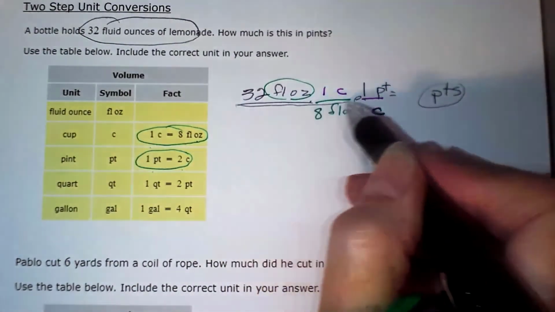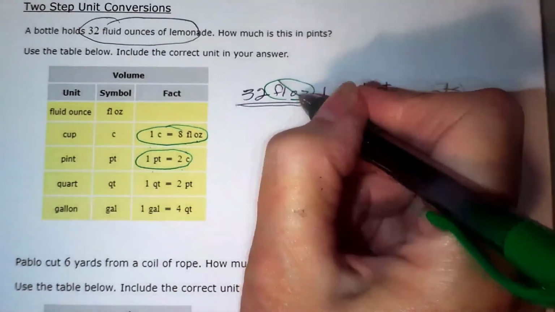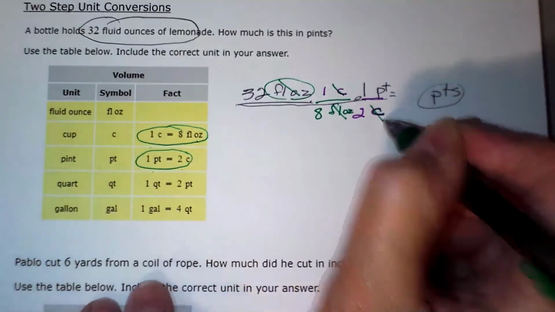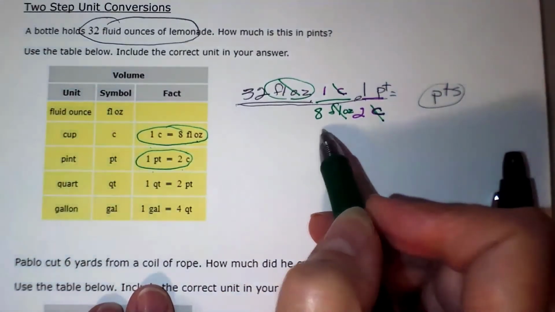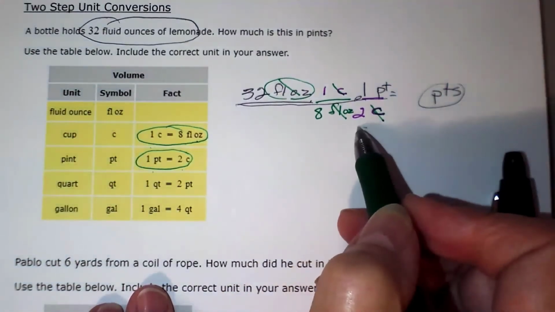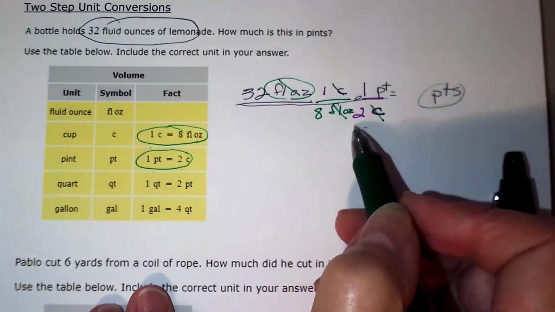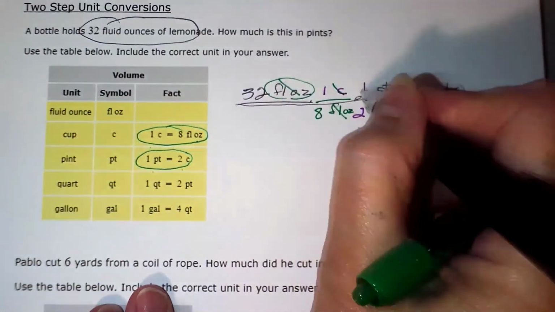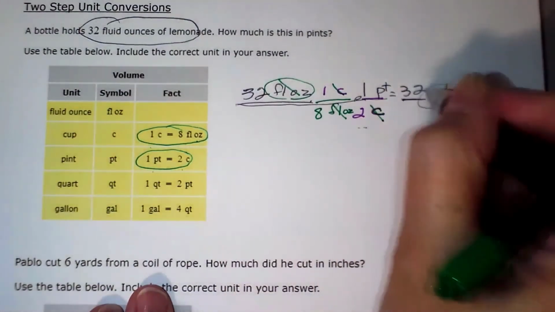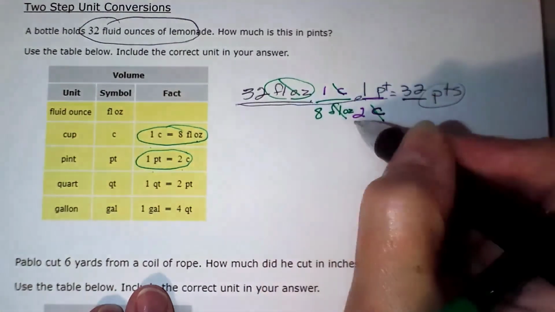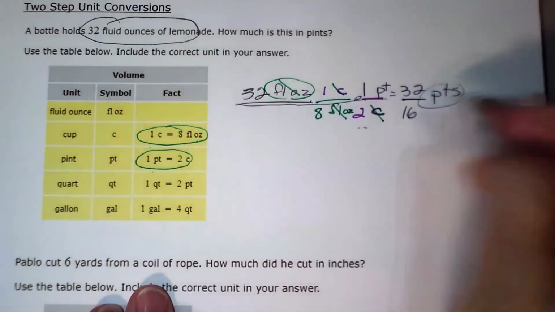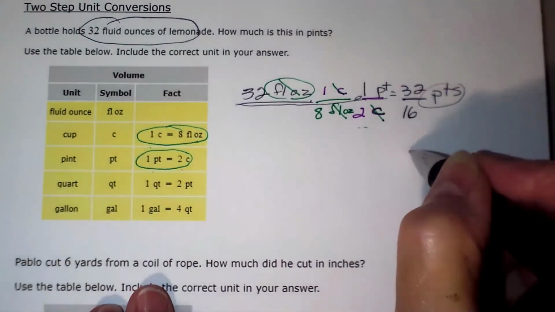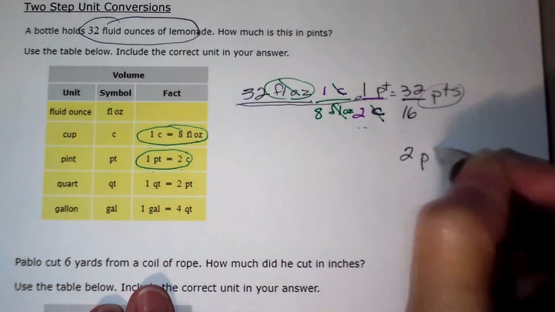So if I just multiply straight across, fluid ounces cancel, cups cancel. Here I could do some canceling ahead of time so I don't have to reduce, but since I'm using the calculator, I'm just going to go ahead and multiply the numerator. So I get 32 times 1 pint. I have 32 pints. And then on the denominator, I have 8 times 2 is 16. Then I can take 32 divided by 16. 32 divided by 16 is 2 pints.